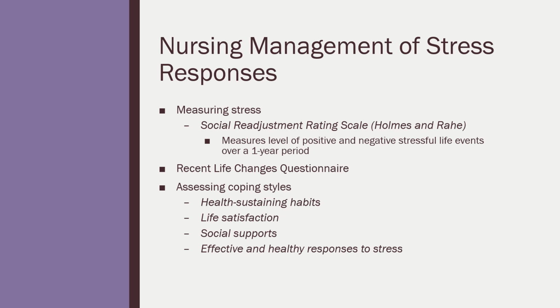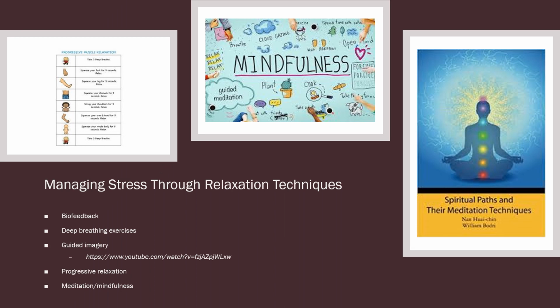People often cope with life stressors in a variety of ways. Coping styles that people can develop to help manage stress can include health-sustaining habits. This might include medical adherence, proper diet, relaxation, life satisfaction, especially with work, families, hobbies, religion, and nature, social supports, and effective and healthy responses to stress. Poor stress leads to increased physical and emotional conditions.